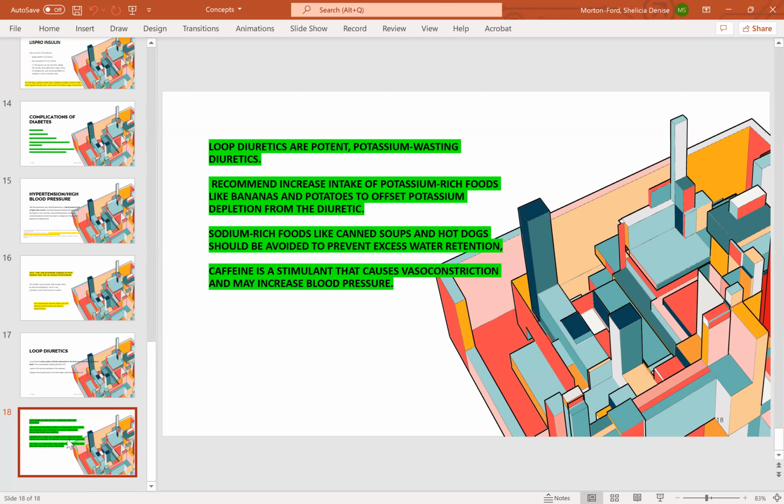And unfortunately, it does waste potassium. But in order to offset that potassium being wasted, the person just needs to increase their potassium intake. For example, they need to eat more bananas and potatoes. They want to avoid foods that are sodium rich, like canned foods, processed foods, hot dogs, and things like that.